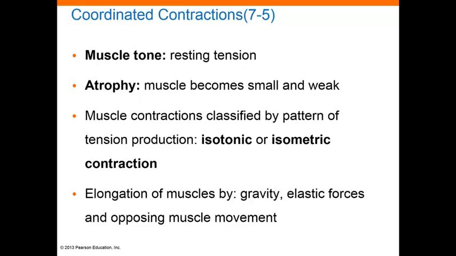Now, elongation of your muscles after your contraction, after you're done with the tension, after you've accomplished your goal, is typically a passive event. It uses a combination of gravity to pull that muscle back apart, elastic forces, and even opposing muscle movement. So when you're picking up a book and using your biceps brachii, you can then use your triceps brachii to pull that elbow joint back into an extended position. That's an opposing muscle movement.